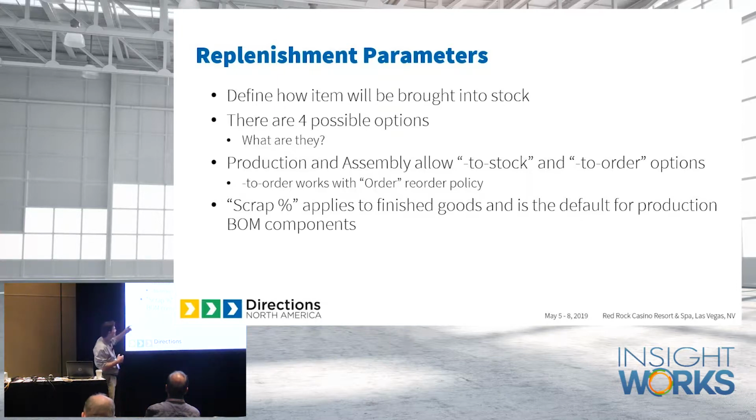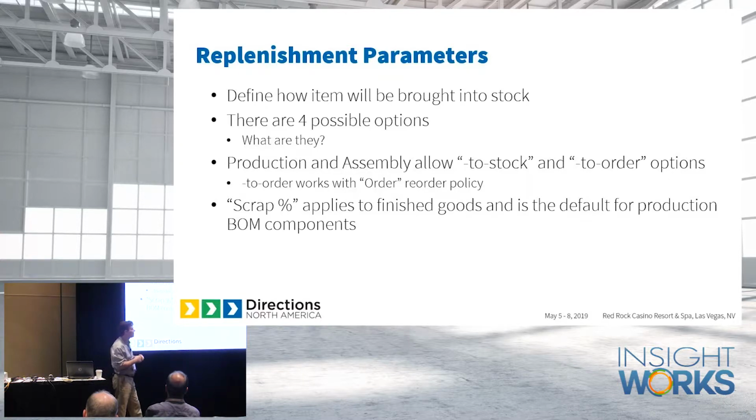And when you choose production and assembly, you can either do make to stock or make to order, or assemble to stock, assemble to order. And that impacts how the production orders are generated. Okay? And on the assembly, it just gives you a little bit of shortcut on the sales order. I won't talk about that too much because it's not a planning thing.